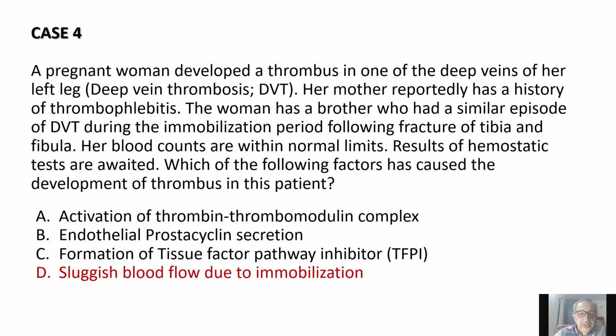All the other options, A, B, C, are actually factors that inhibit intravascular coagulation within the body. Activation of the thrombin-thrombomodulin complex inhibits clotting factors. Endothelial prostacyclin secretion inhibits platelet aggregation, and is counter to a factor which stimulates aggregation. Prostacyclin is the opposite of thromboxane A2, both have opposing actions. So B is not, A is not.